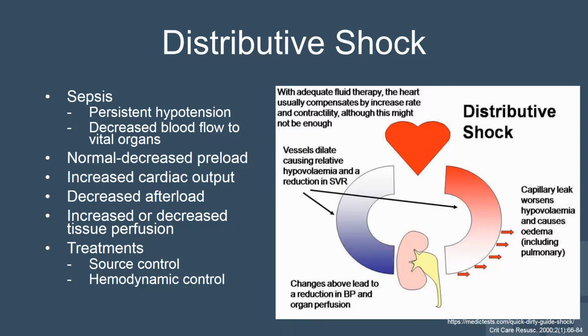In the early stages of a distributive shock or sepsis picture, we may see a normal to decreased preload, and that's because the body may have adequate stores of blood volume initially, and as your body vasodilates, you can have adequate preload coming back to the heart. But over time that vasodilation gets much more severe and that preload will decrease. You will have an increased cardiac output as a result of the decreased afterload.